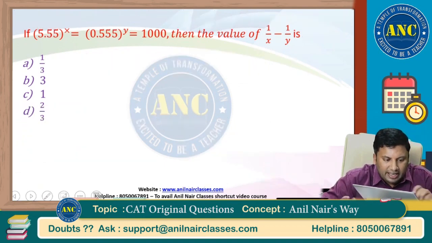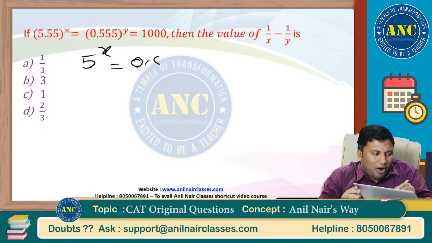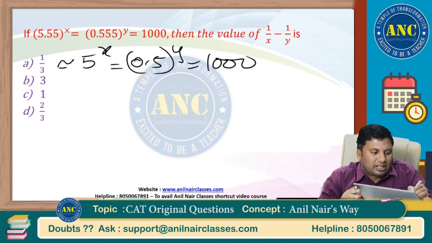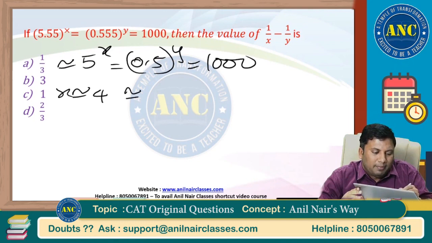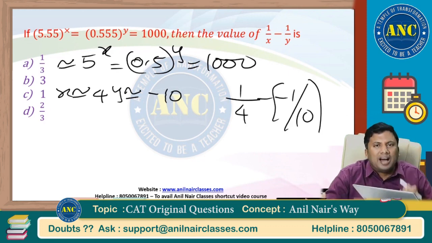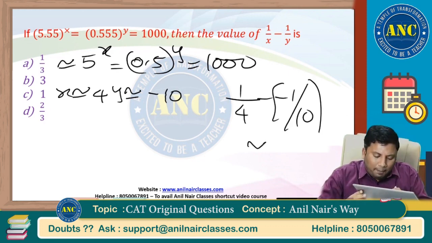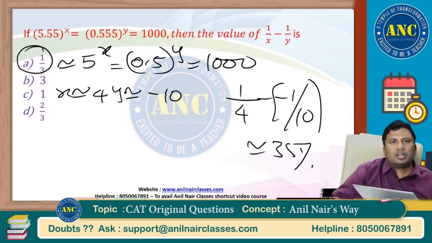Now see here, again one more I am telling. This is 5 power x, 0.5 power y. It is 1000 approximately. Yes or no? X is approximately 4. Y is approximately minus 10. 1 by 4 minus of minus 1 by 10. It is a 5 second question, sir. Approximately 35%. Answer is closer to 1 by 3.